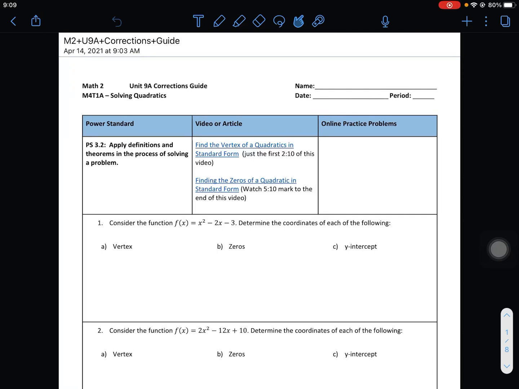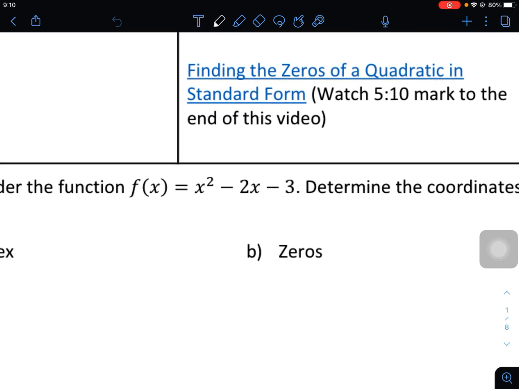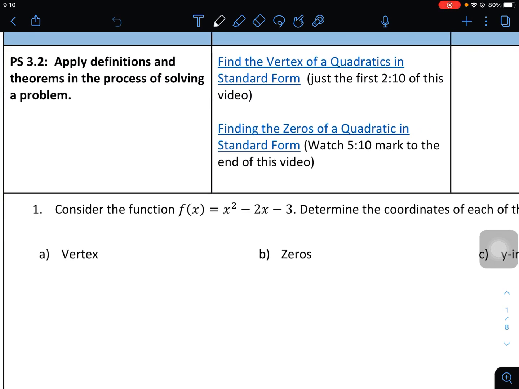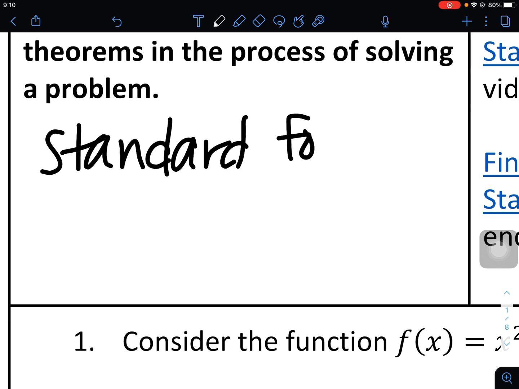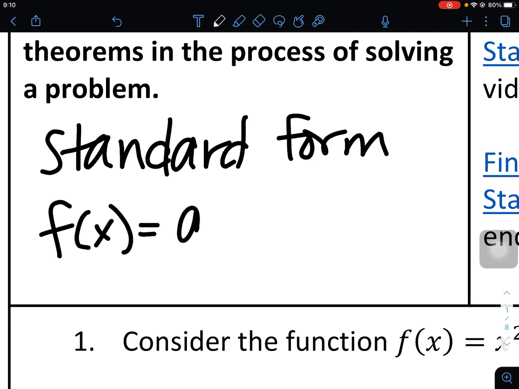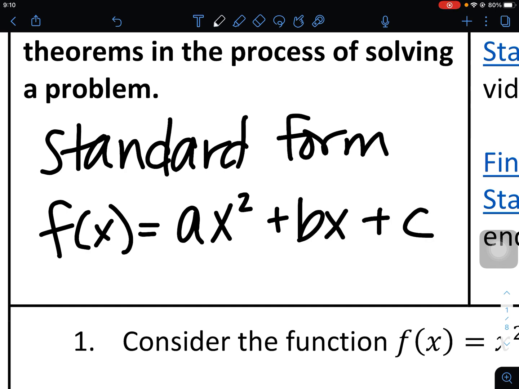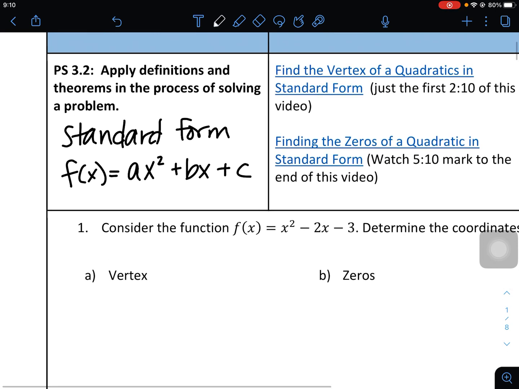When we're looking for key features of a quadratic function, it's important to remember to identify what form you're in. For the sake of all the examples we're looking at here, we are in standard form. Remember that standard form is f of x equals ax squared plus bx plus c, where a, b, and c are your coefficients.